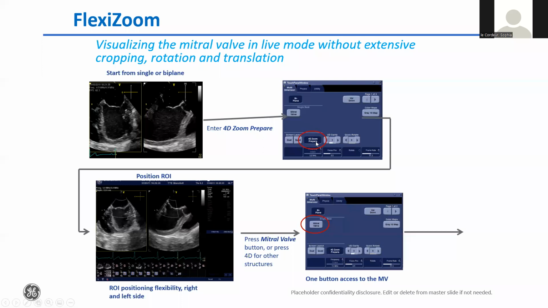We click on 4D zoom prepare, then we'll get the original plane, which is the 4-chamber view, and we'll get another plane, 90 degrees perpendicular, which is between the 2-chamber and 3-chamber. What this helps us do is decide where my area of interest is, where my region of 4D zoom prepare is that I want to do.